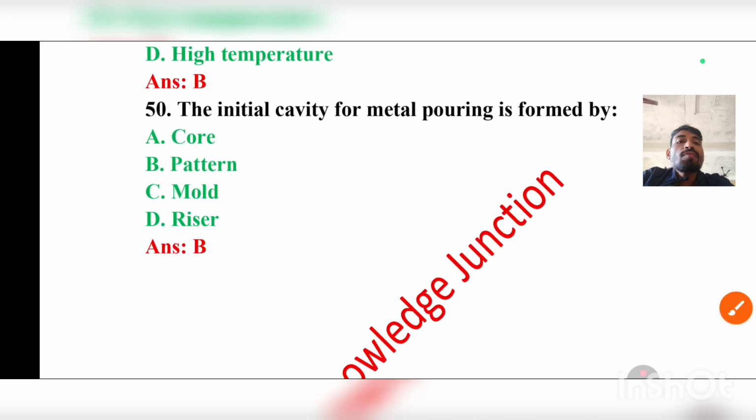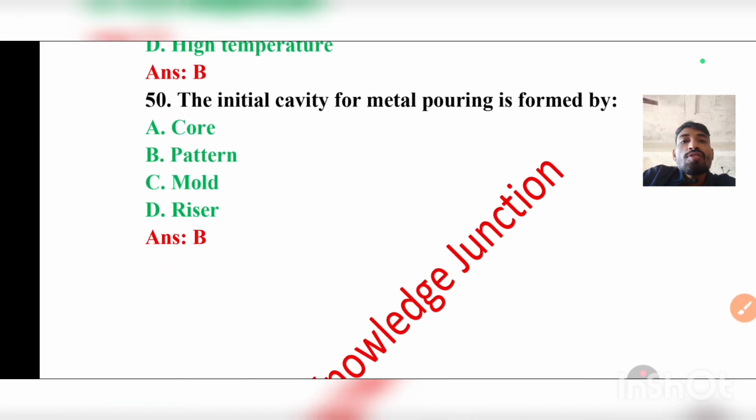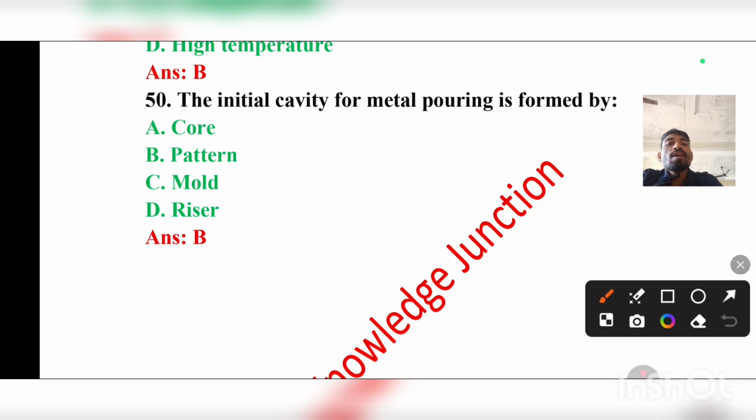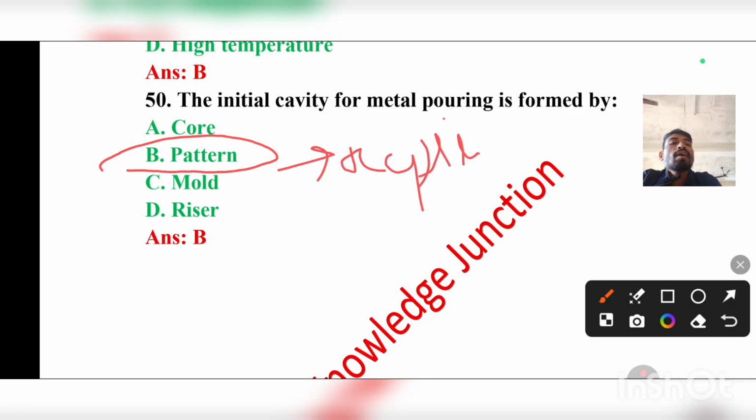Question number 50 is a very important question. This is also the last question. Just see, the initial cavity for metal pouring is formed by, options are core, pattern, mold, or riser. The correct answer is your pattern. Pattern is also called the replica of the final product.